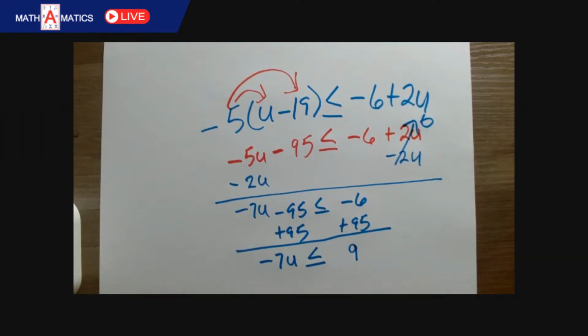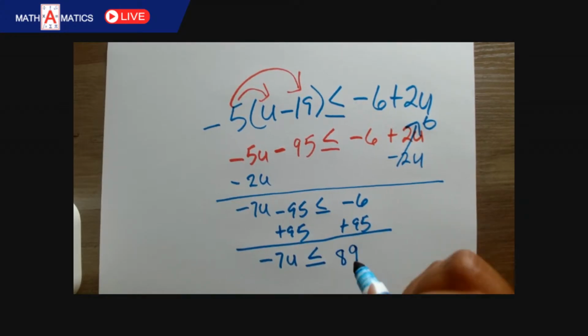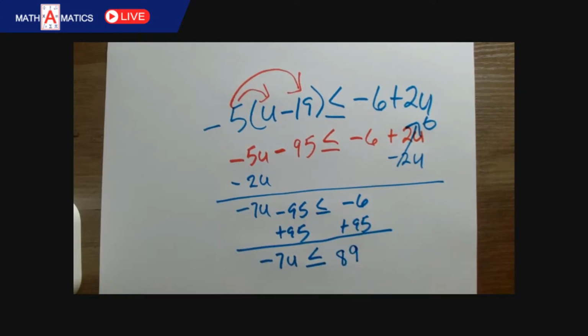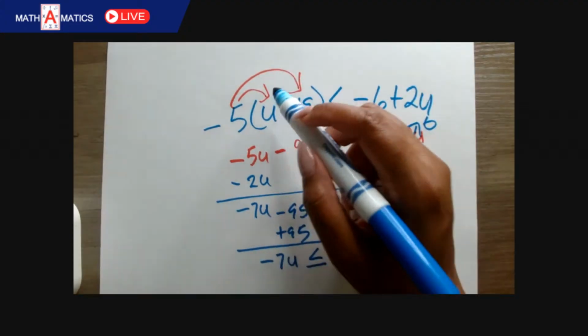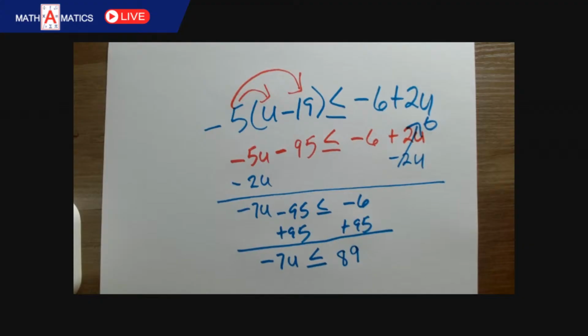Alrighty. So now our final step, because we want u by itself, we are going to divide by 7. Oh, I actually see something. I see something. Does anybody know what I did as I was moving too quickly on this problem?